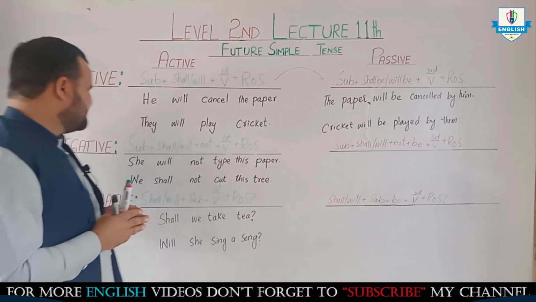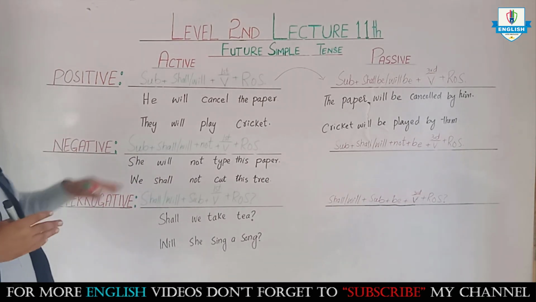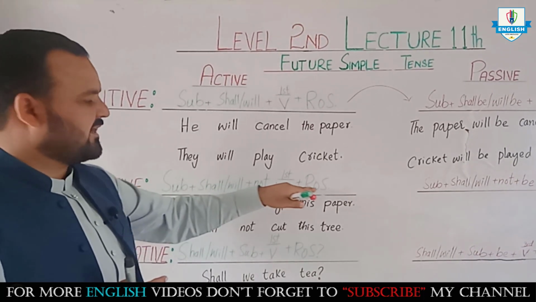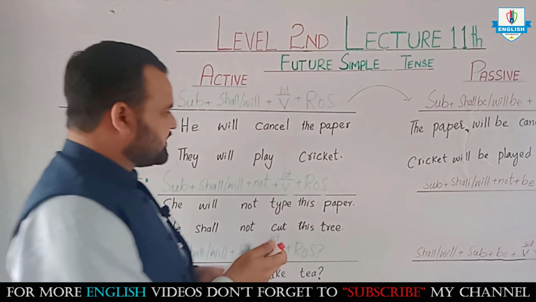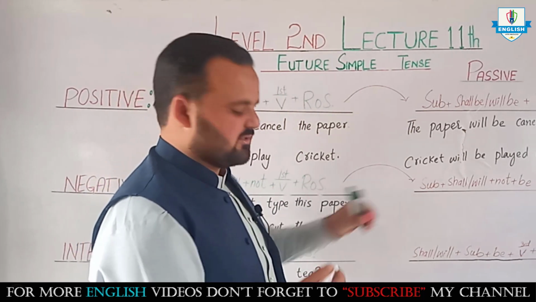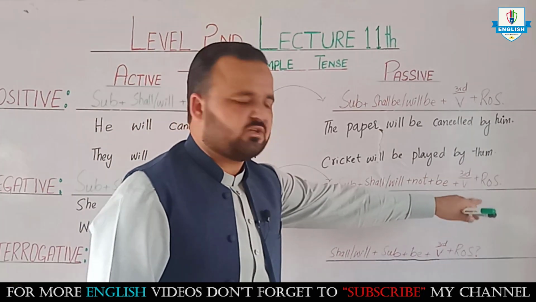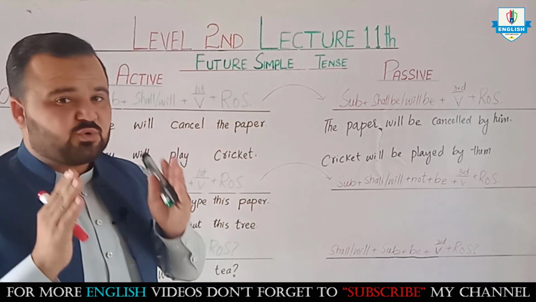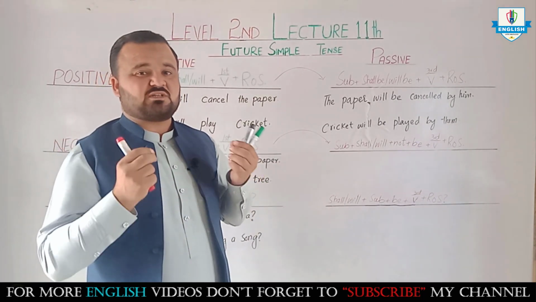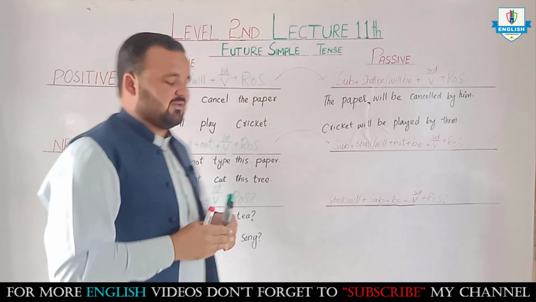Look at the negative sentences. Negative are those sentences in which there is no verb. Subject plus shall will plus not plus first form of verb and rest of the sentence. This structure will change to this one. This is the active structure, this is the passive structure. Got it? Subject plus shall will plus not plus be plus third form of verb and rest of the sentence. If you know the structure of a sentence, you can change it easily. अगर आपको टेंस की स्ट्रक्चर का पता हो, तो आप आसानी के साथ वो बना सकते हैं.